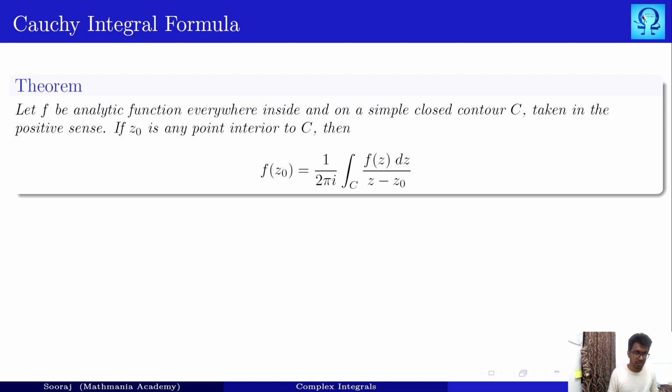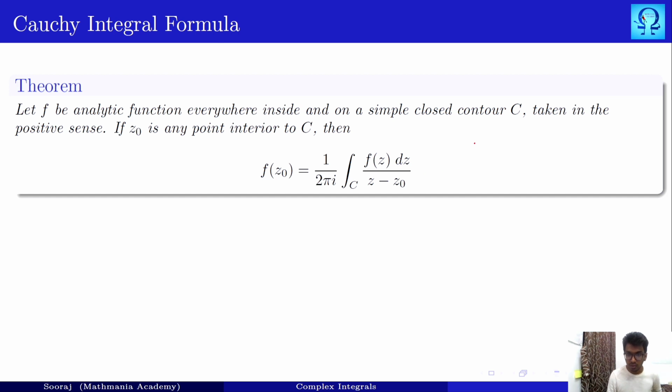Cauchy integral formula. Okay, here we have a function which is analytic everywhere inside and on a closed simple contour C, which is taken in the positive sense, which means what? In the anti-clockwise direction. And suppose we have a point z0 which is interior to C, then the function evaluated at the point z0 is equal to 1 upon 2 pi i integral over C f of z dz upon z minus z0.